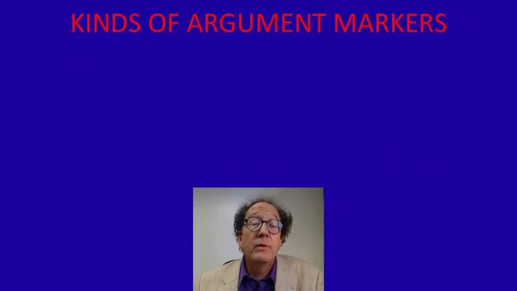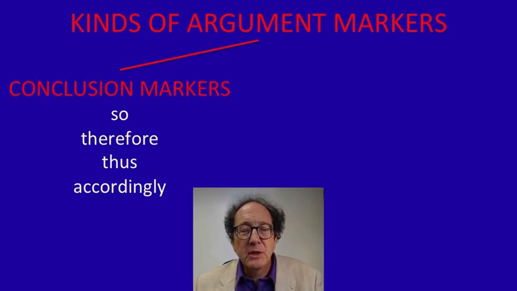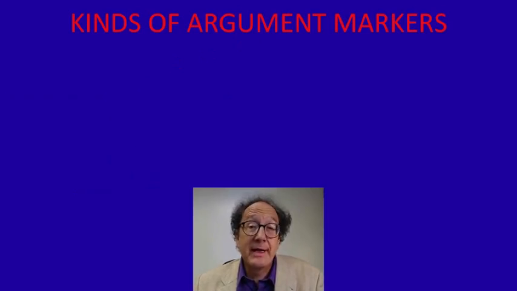Next, we want to distinguish two different kinds of argument markers. So far, we've looked at so and therefore and thus and accordingly. And each of those indicates that the sentence right after it is a conclusion. And the other sentence in the pair is a premise. So we're going to call these conclusion markers because they indicate that the sentence right after them is a conclusion. But there are other argument markers that also indicate arguments in the same way, but what they indicate is that the sentence after them is a reason or a premise, not a conclusion.